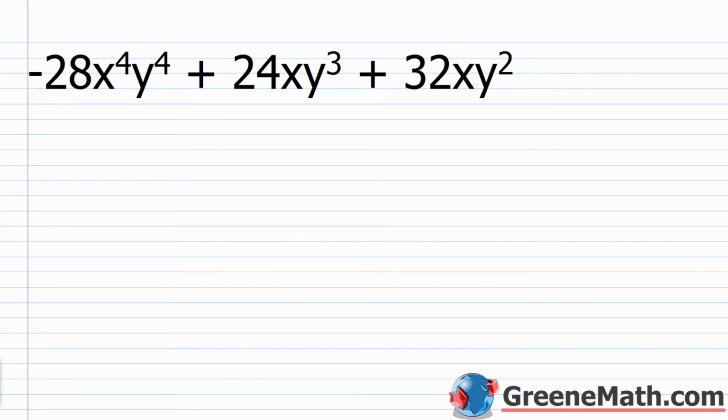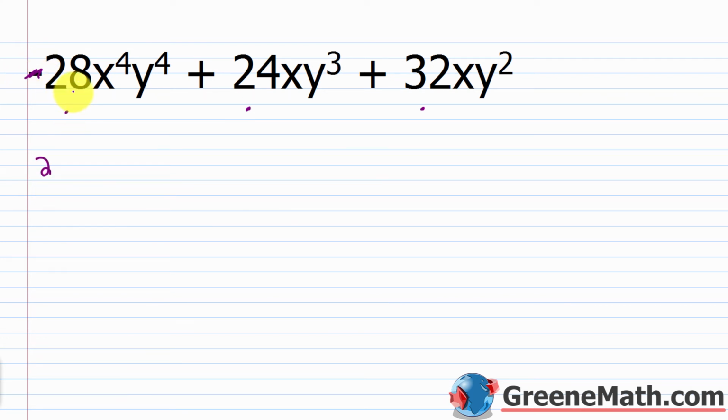Let's say you had negative 28x to the 4th power, y to the 4th power, plus 24xy cubed, plus 32xy squared. So again, if I think about the number part here, without making a factor tree, just think about some things that we notice. The first thing I notice is that everything is an even number. So I know everything would be at least divisible by 2, okay? Now, the next thing I would check is, is everything divisible by 4? Yeah, it is.